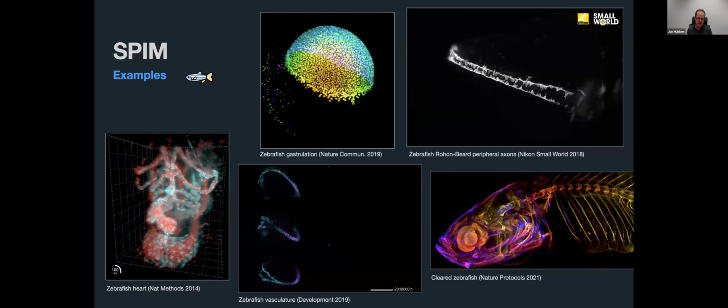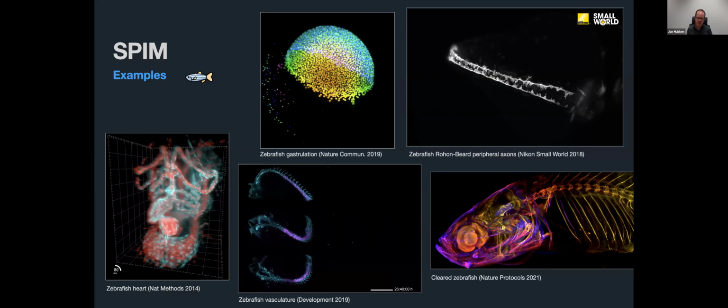So here we see basically a 5-dimensional reconstruction, if you will, of a zebrafish heart. This was recorded by imaging the heart in different planes at high speed in 2 colors, and then reconstructed by synchronizing these movies and reconstructing the heart in 3D.